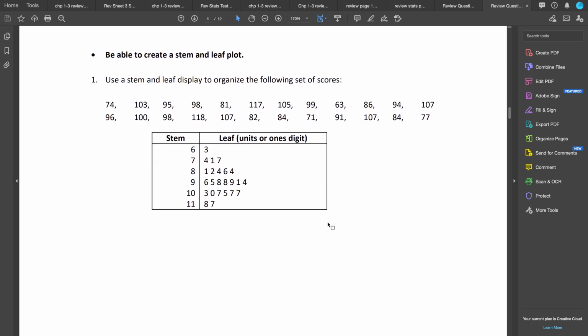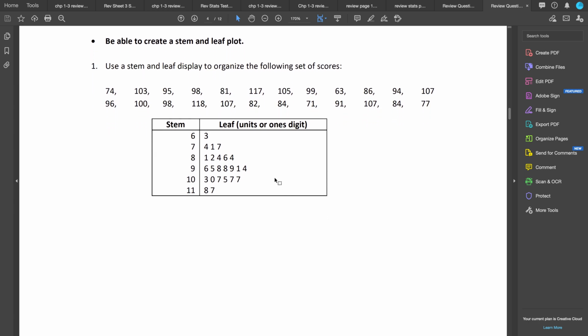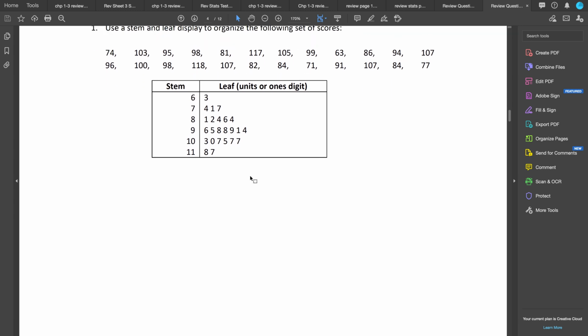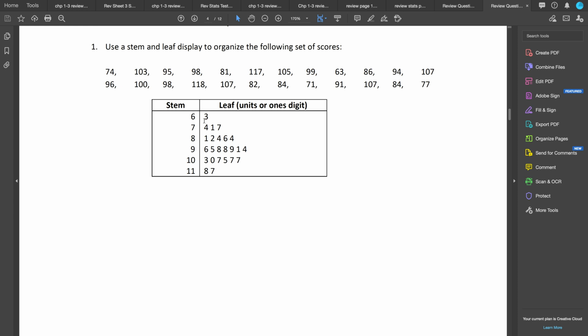stem and leaf plot. Use a stem and leaf plot to organize the data. Notice I'm not comfortable with how this is. A stem and leaf plot should have these ordered, and you're expected to order them when you do your test. There is one question where you're asked to create a stem and leaf plot. This answer is incomplete. 6-3 is good, but it should then say 7, and it should say 1, 4, 7.